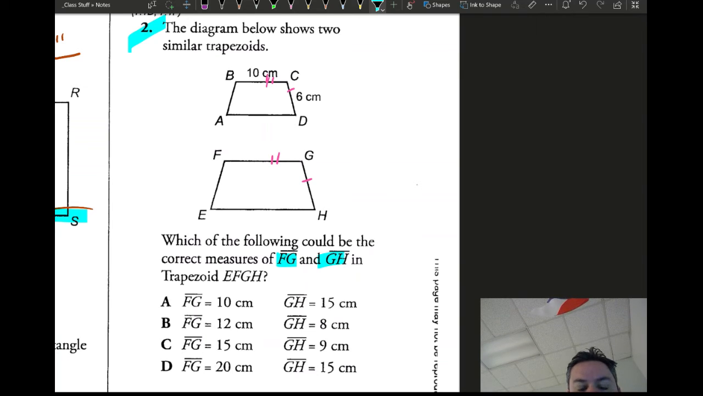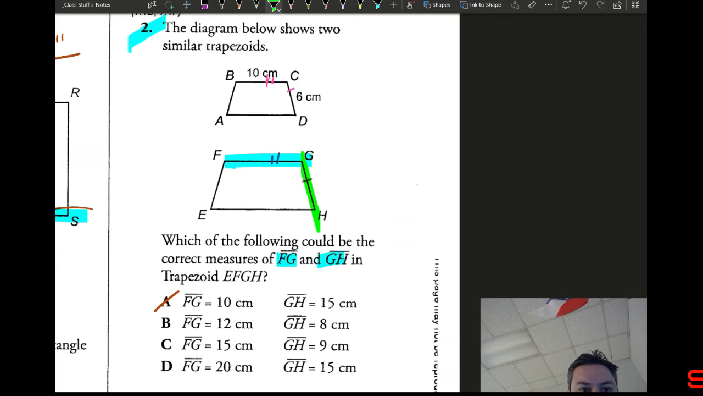So we have to look for something that is going to be proportional. So it's getting bigger. So this one right here has to be more than 10. FG has to be more than 10. So automatically I can eliminate that one. And then this one has to be more than 6, right? So can I eliminate anything? Not yet. So let's play with the other ones. There's nothing else but to play.